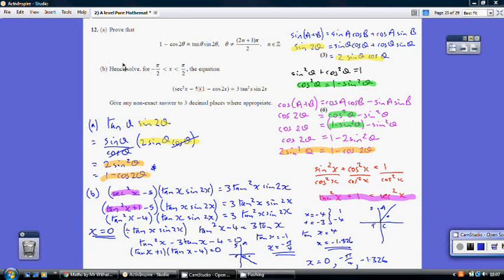Part B. So hence solve this. So we're going to use what we have before, so we're going to replace the 1 minus cos 2x with tan x sin 2x. So my first line of working, I'm just acknowledging the fact that I'm building in part A. Now sec squared x equals tan squared x plus 1.